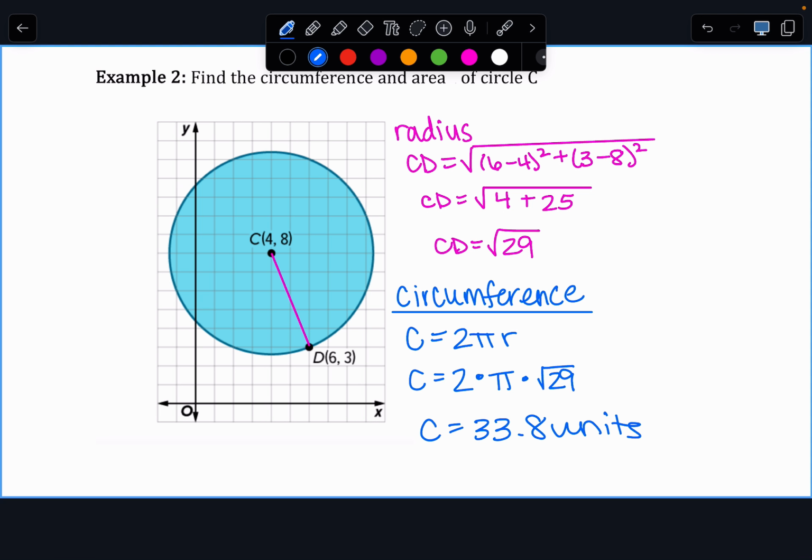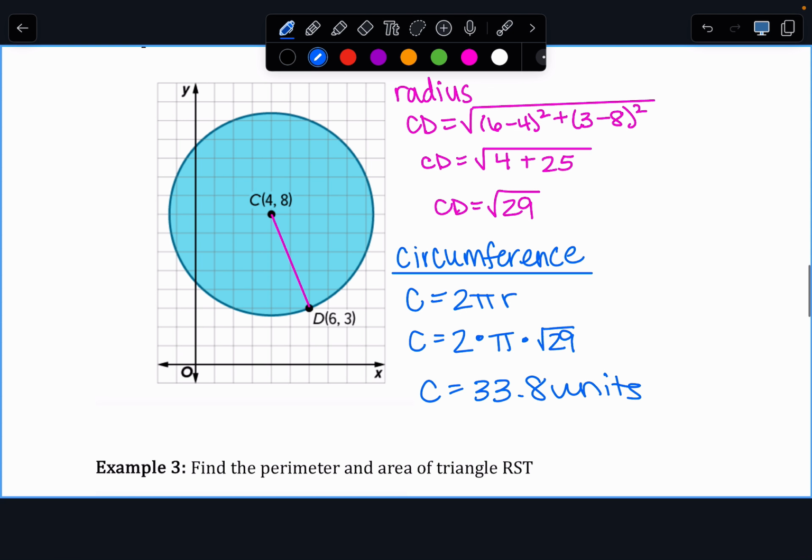Yep. So then area is going to be pi r squared. Hey, what's the square root of 29 squared? Okay, so we can just put pi times 29 in our calculator. Oh yeah, because when you square it, that makes sense. So 91.1 units squared.